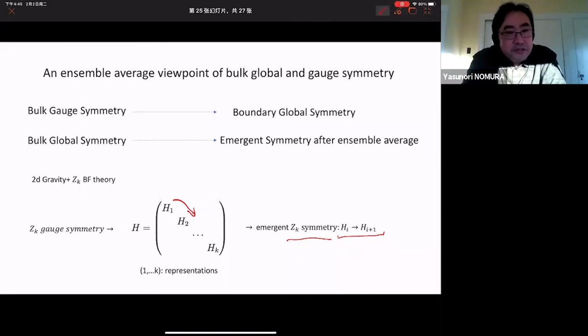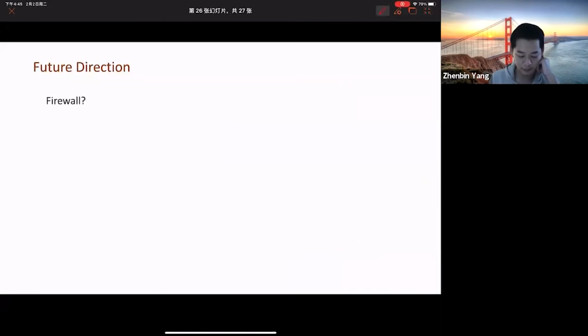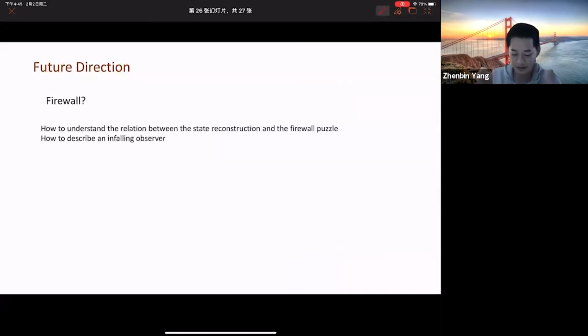Okay, the replica calculation gives that, and of course I kind of agree. Yeah. Okay, well, that's basically it. There are future directions. Maybe we can discuss tomorrow.